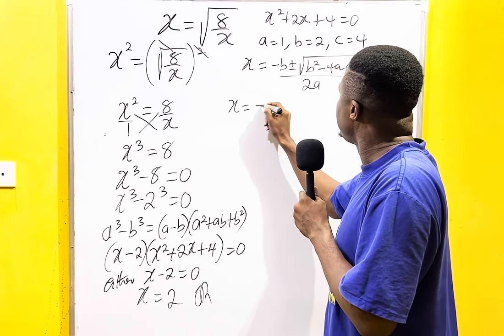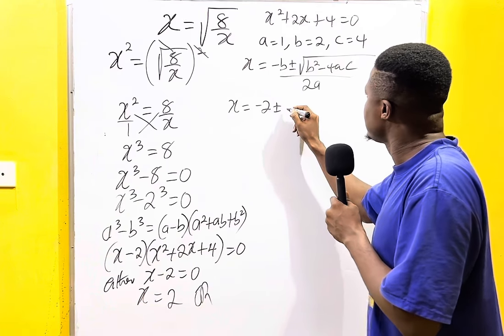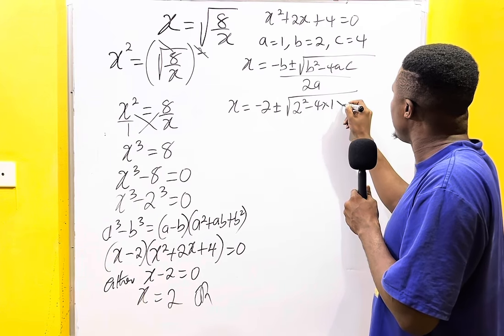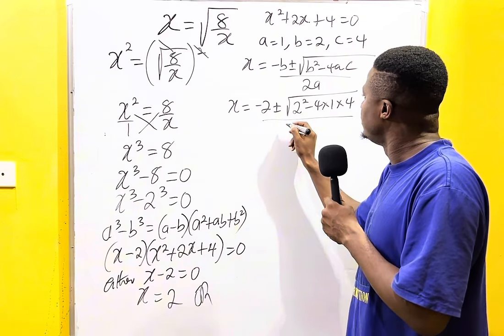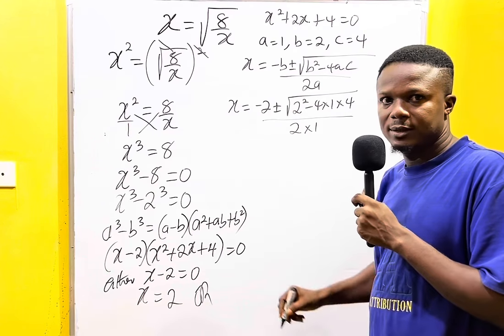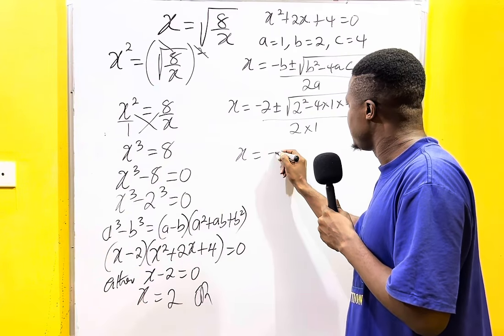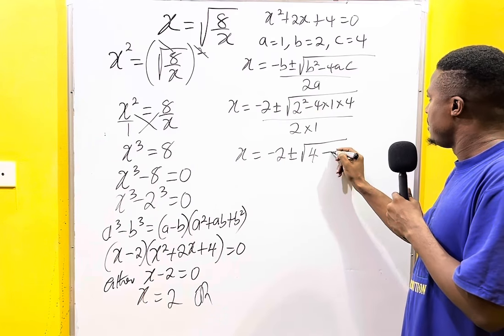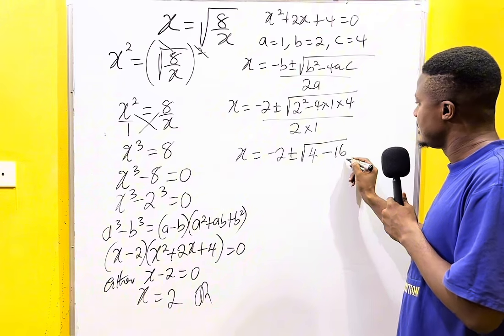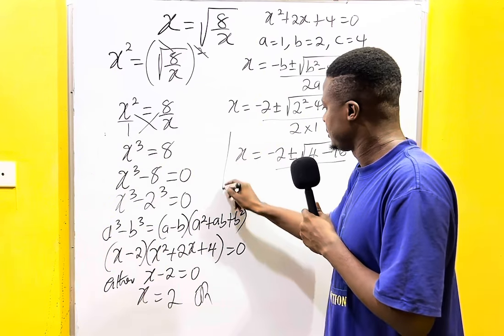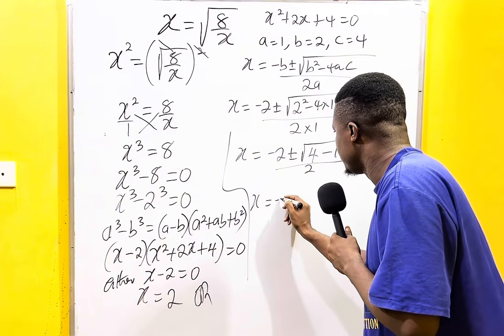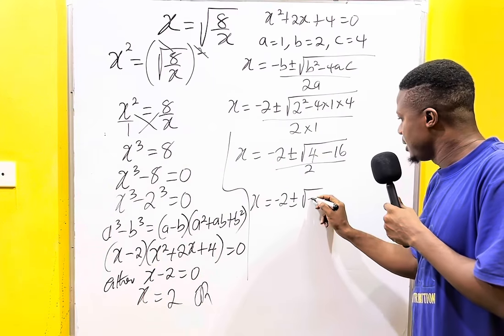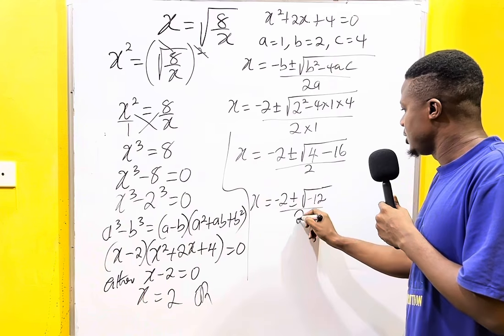x becomes minus 2 plus or minus the square root of 2 squared minus 4 times 1 times 4, all over 2 times 1. So x becomes minus 2 plus or minus the square root of 2 squared, which is 4, minus this times this, which is 16, all over 2, right? So x becomes minus 2 plus or minus the square root of 4 minus 16, which is minus 12, all over 2.